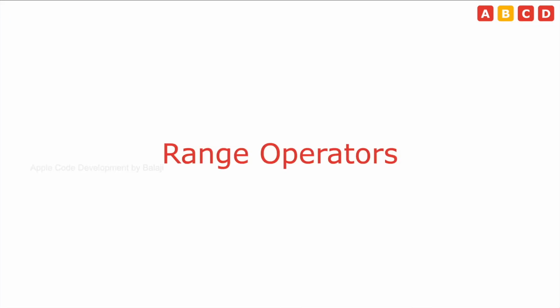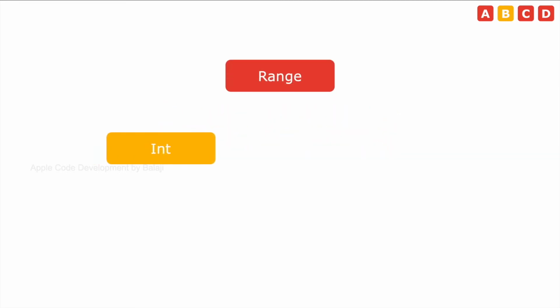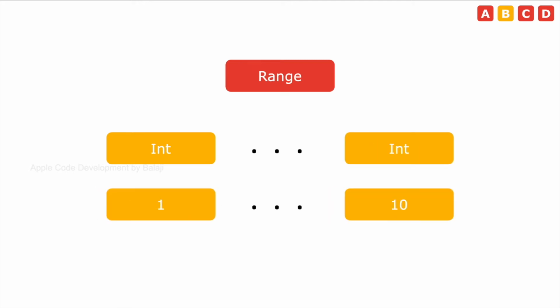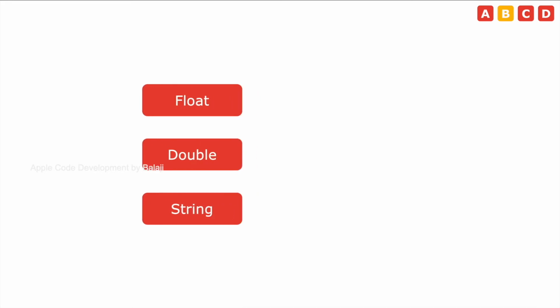The eighth topic is range operators. Range operators are used to mention particular integer ranges in Swift, like 1 to 10. It won't work with float, double and string. Only integers. Please note it.